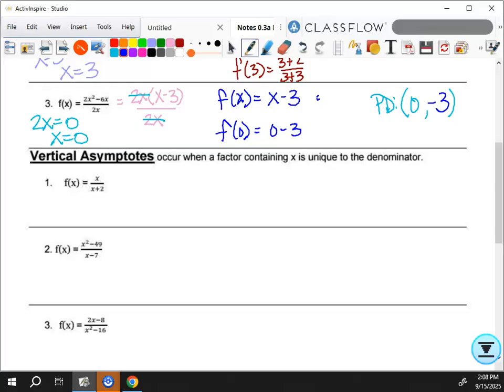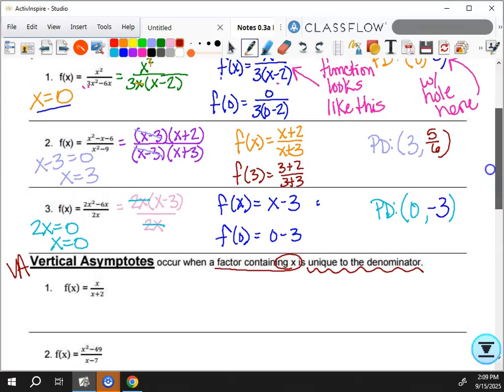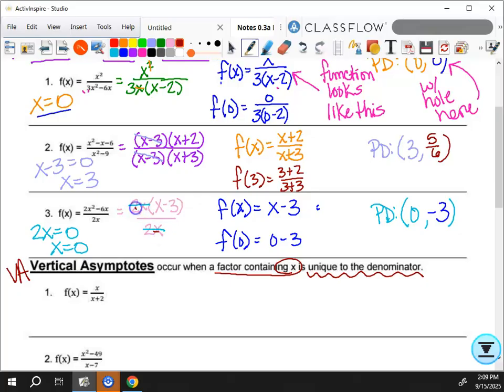So that's your review of point discontinuity, or your holes. Now we're going to look at vertical asymptotes, which we will use VA to represent. Vertical asymptotes occur when a factor containing x is unique to the denominator. Here's what that means. Because I was able to cancel these out, this was not unique to the denominator. I got x minus 3 down here, and I was able to cancel it out. But this one is unique to the denominator because I can't cancel it out. You with me on that? That's what those words mean.